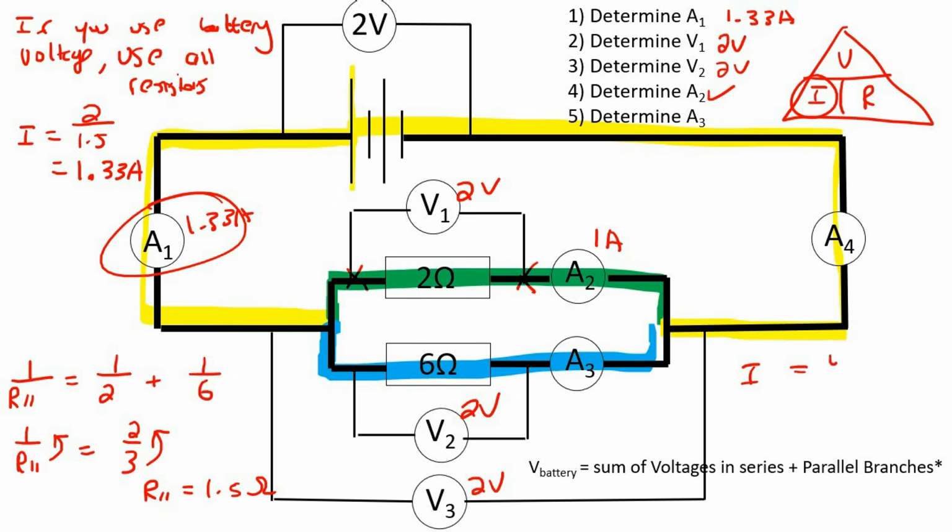So I is equal to V over R, and so the voltage is 2, and that 2 is connected across the 6 ohm resistor, and that'll be 0.33 amps. Okay, that's one way to do it.